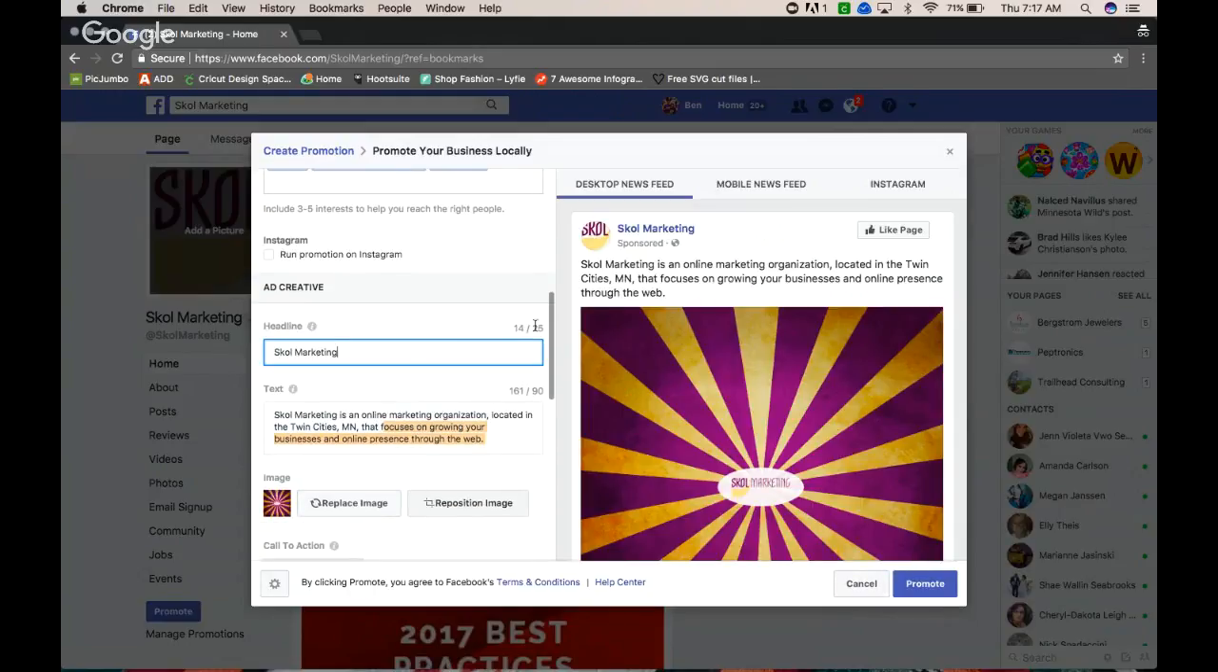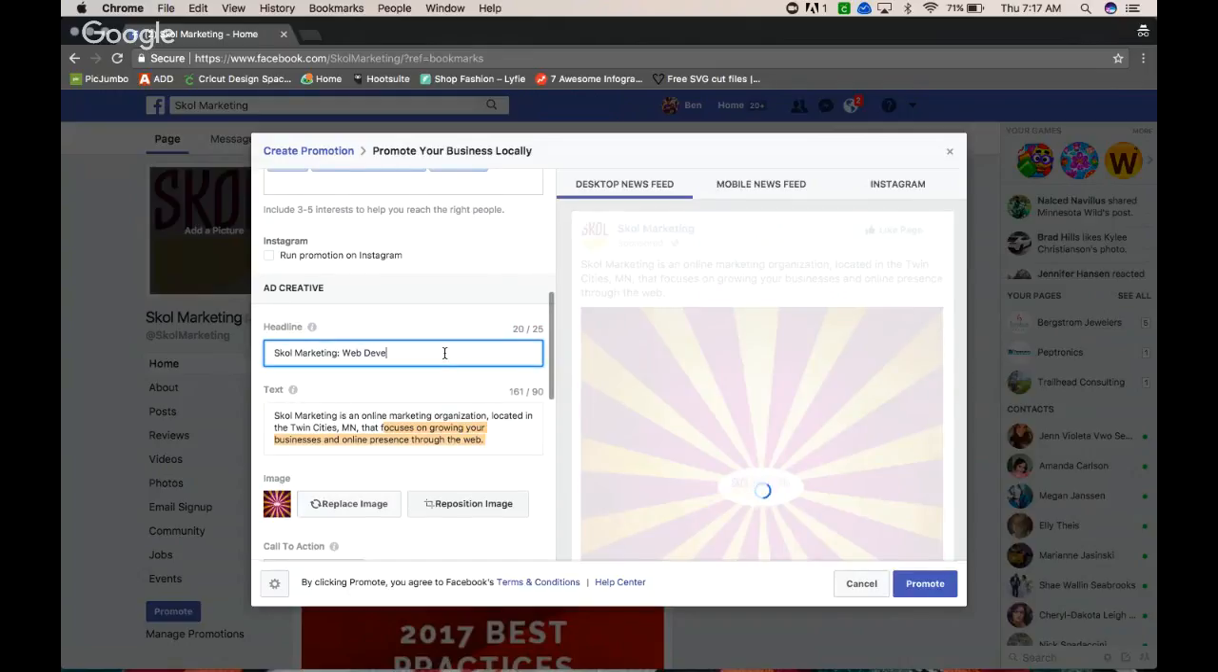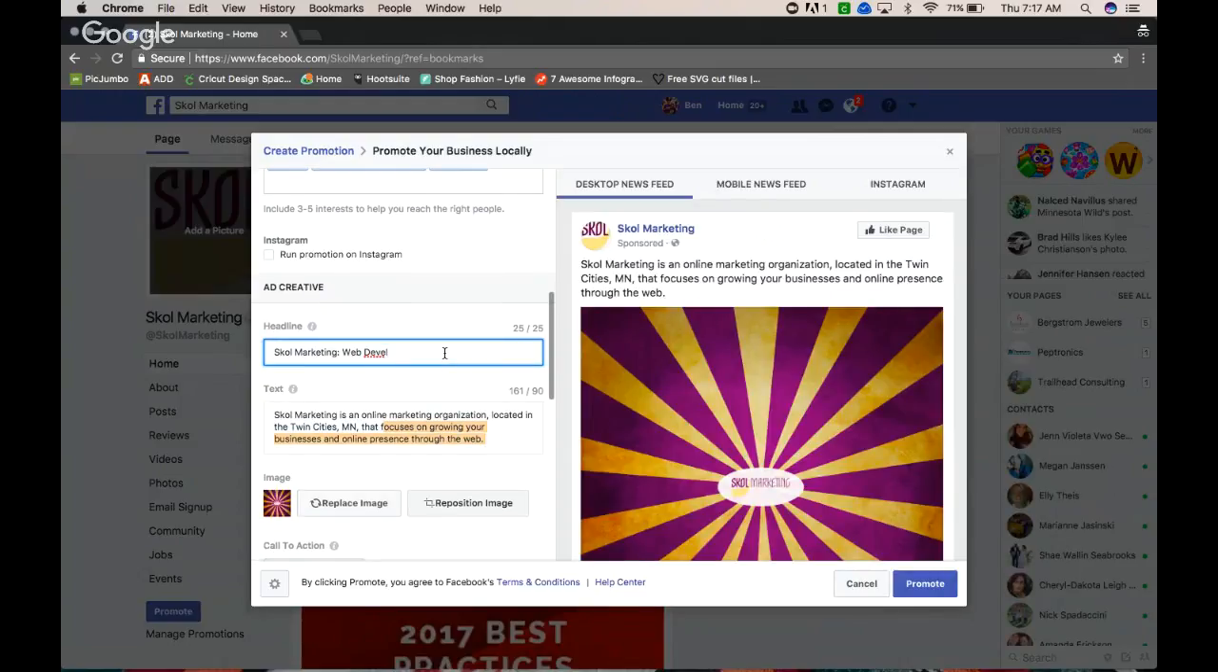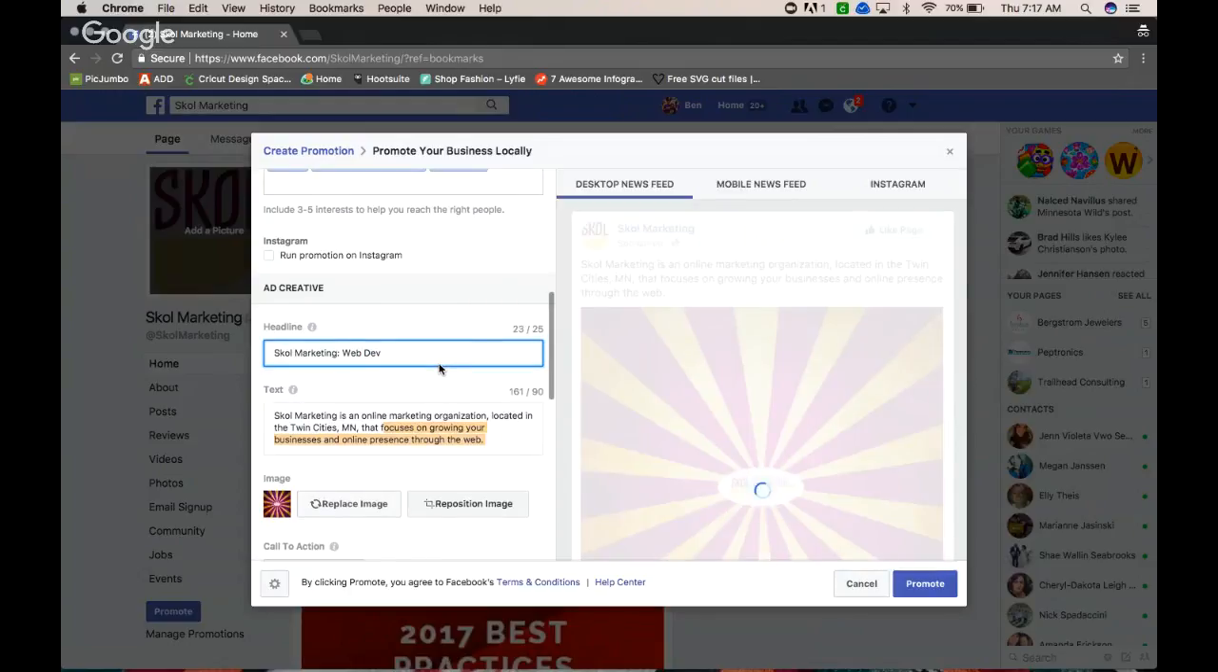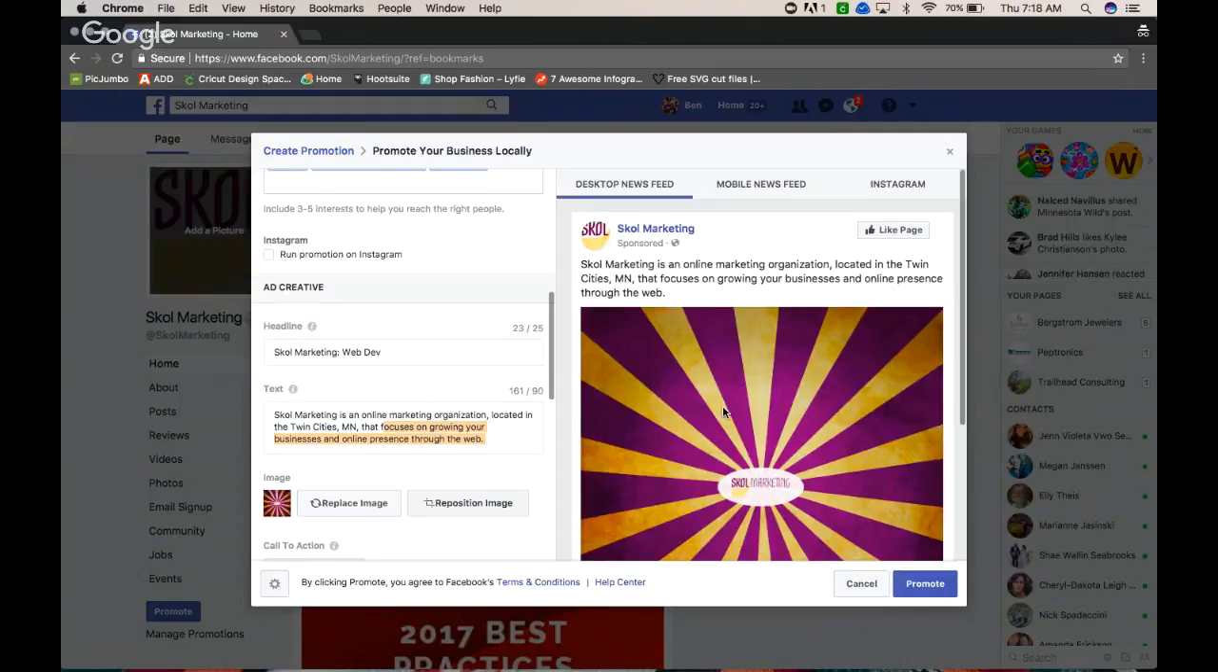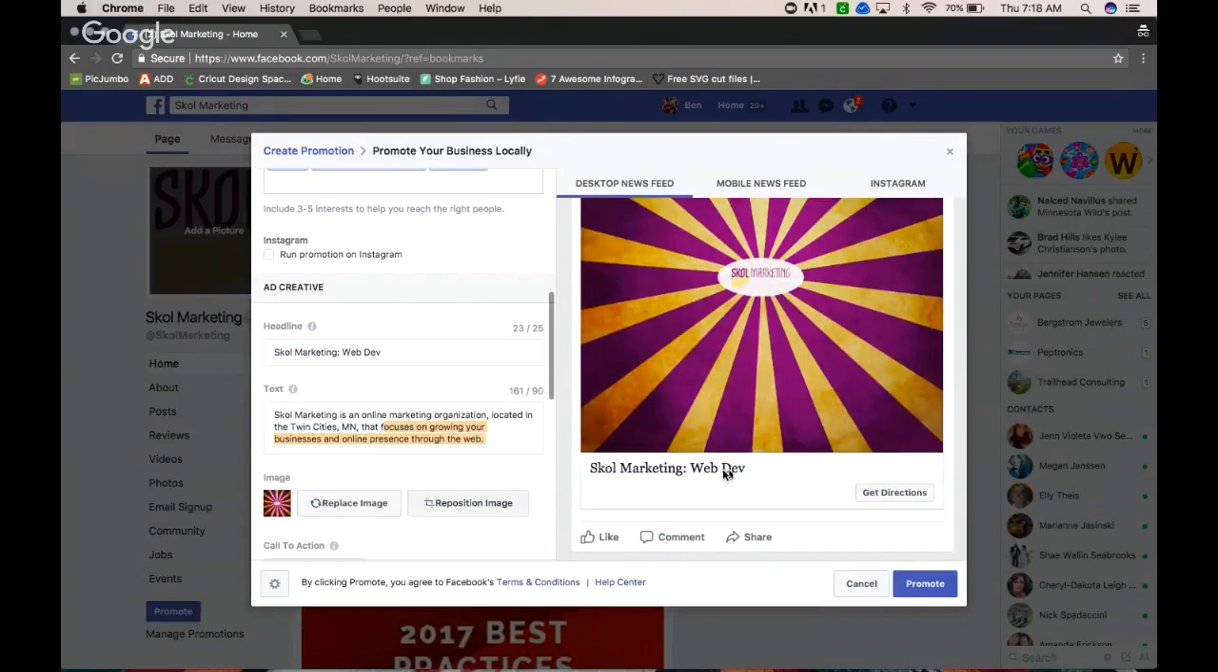Now we get to actually do the ad creative. So you'll see up here, pay attention right here, that we only have a certain number of characters. What's going to happen, I want to show you this, is as I start to type, maybe I want to do Skoll Marketing web development. Well, unfortunately, web development with Skoll Marketing is going to be larger than the 25 characters. So what I'm probably going to end up doing, you can play around with it, but hey, web dev kind of works. You can see that this is where the title is going, right down here.